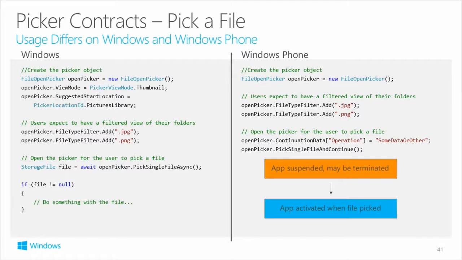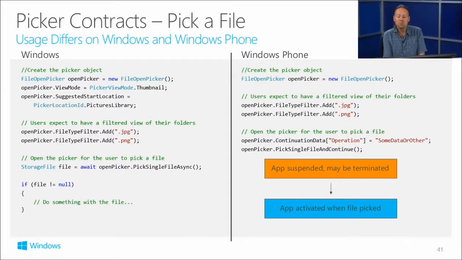And then you call openpicker.PickSingleFileAsync, and that's awaitable, so your app just sits there and waits, and then the user picks the file and comes back, and then your app carries on processing it. That doesn't happen on Windows Phone. Now, the reason we've got this rather weird looking continue method is the need to support low memory devices. It's all about the 512 meg devices, really.